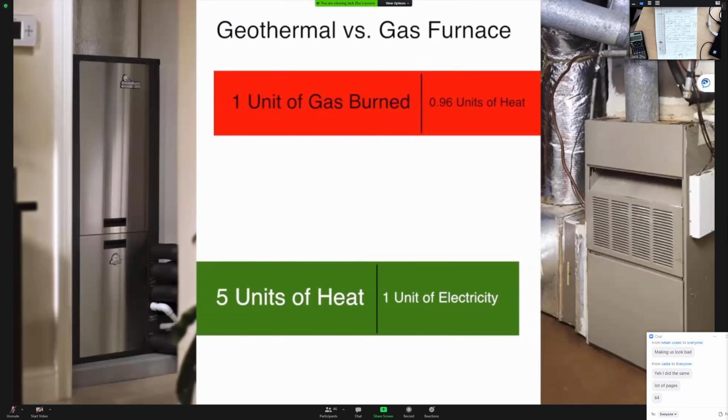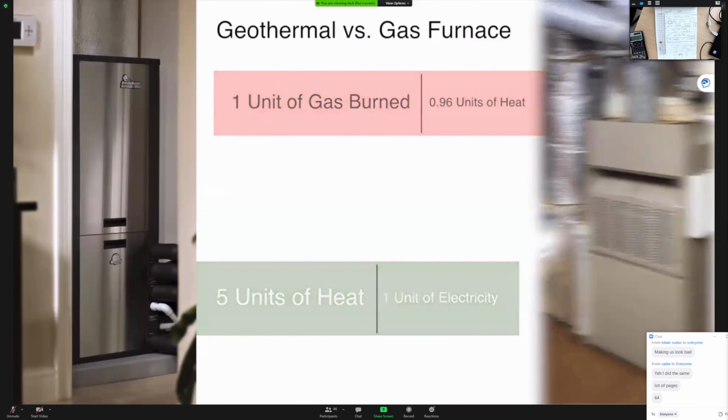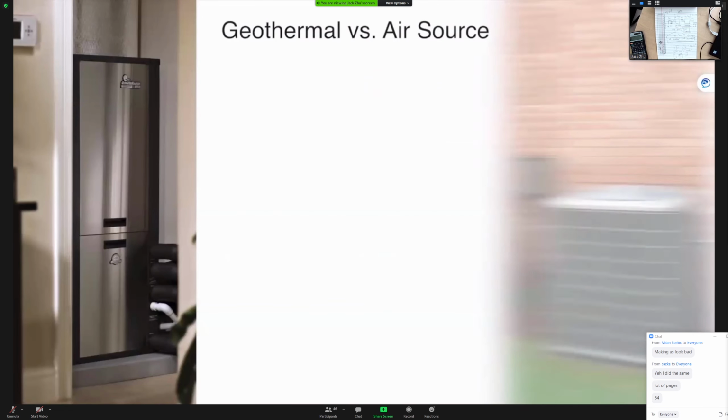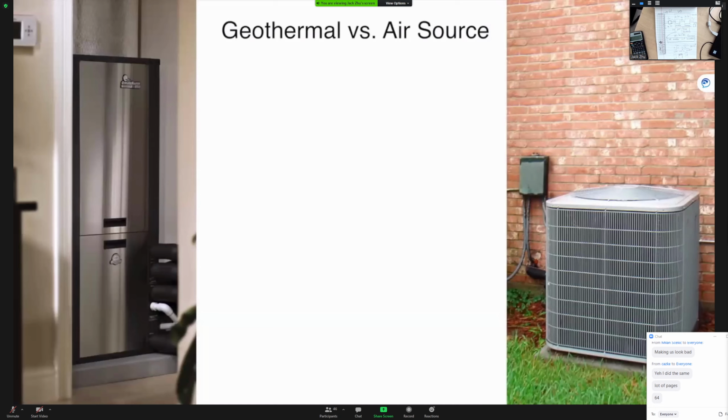A furnace makes heat by burning fossil fuel. A geothermal system doesn't make its own heat. It simply collects heat from the earth and moves it to your home. Now let's compare a geothermal heating and cooling system to an air source heat pump for cooling.